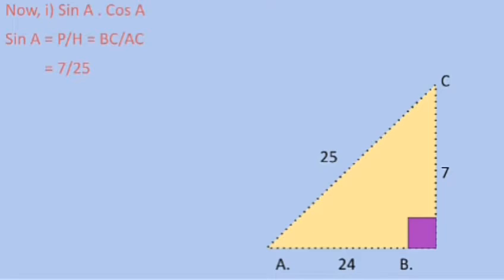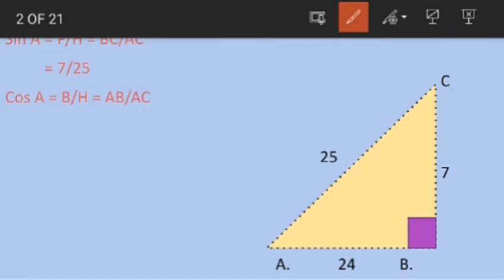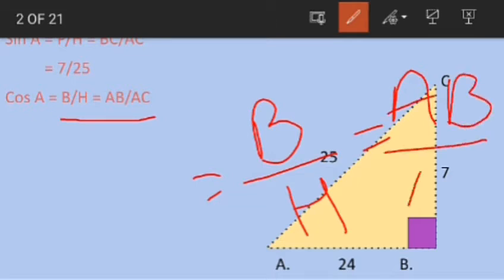Now class, similarly we need to calculate the value of cos A. Therefore we know that cos A is equal to base upon hypotenuse. Cos of angle A is going to be base upon hypotenuse, as you can see here. Now the base is going to be AB. Why AB? Any guesses, class?